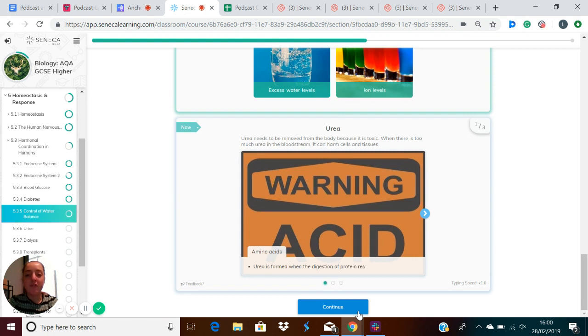Urea needs to be removed from the body because it's toxic. How do we form urea? Urea is formed when the digestion of protein results in an excess, which means too much, of amino acids, which can't be stored in the body.